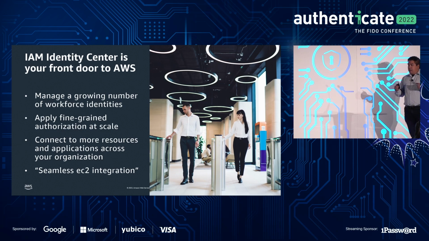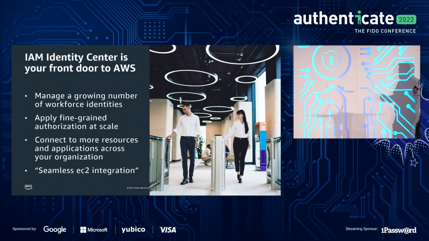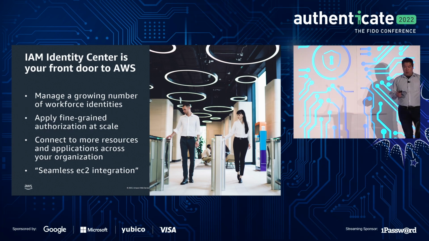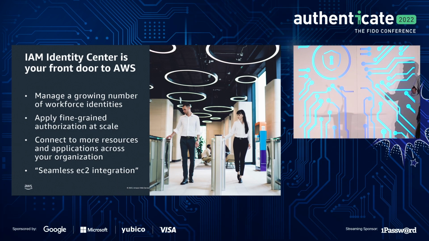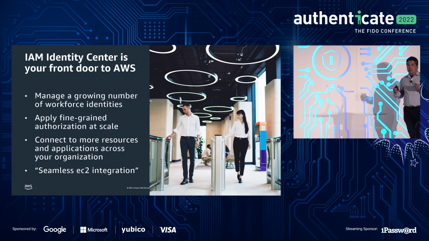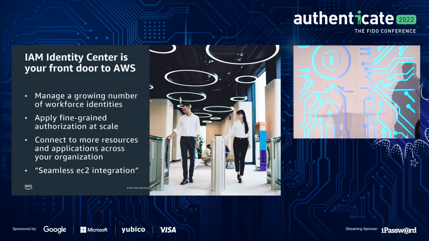One of the reasons why we highly recommend AWS IAM Identity Center is that we want this to be the front door to AWS. It's been designed to work that way, to scale for a growing number of workforce identities. You can manage fine-grained authorization at a central location and at scale. And it's able to connect to various applications, such as Salesforce or Box. The other thing, which I'll just put an example here, is seamless EC2 integration. We're building integrations from Identity Center into various parts of AWS, and this is one of them.